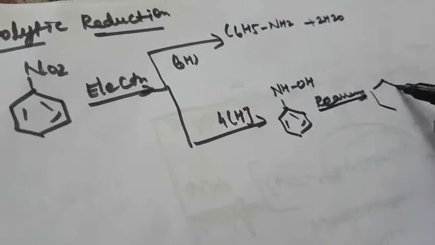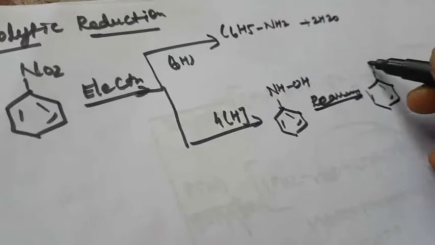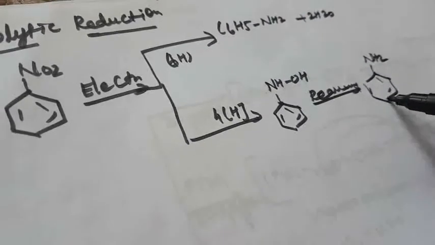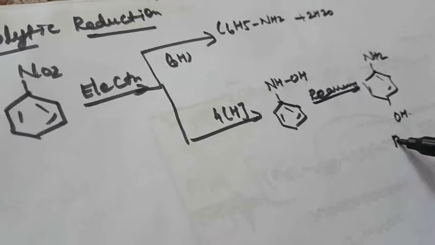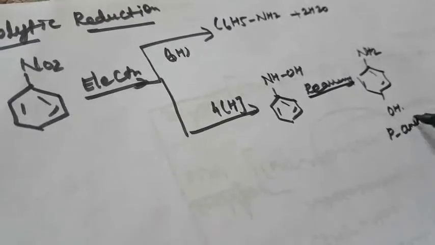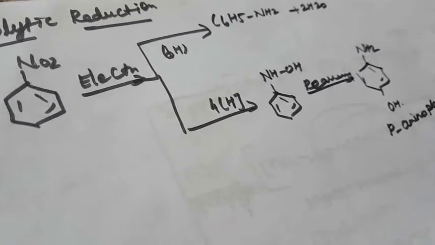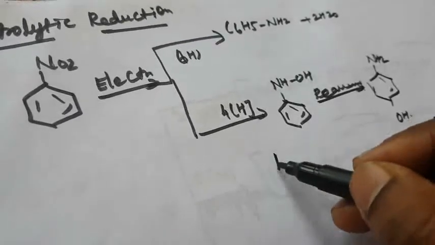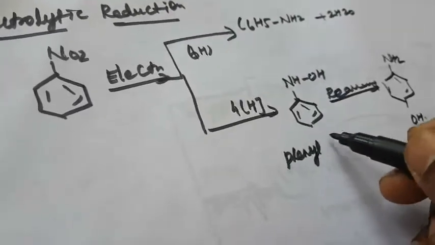Again benzene. So here NH2, here OH, para-aminophenol. So here that is phenylhydroxylamine. Okay, so this is the electrolytic reduction.